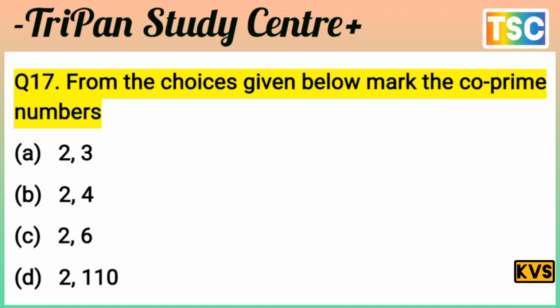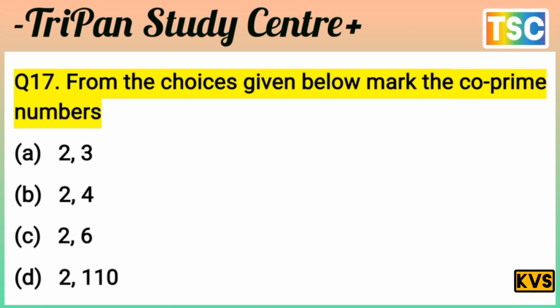You see that D, 2 and 110, are both divisible by 2. And C is also divisible by 2. And B is divisible by 2. It means D, C, B are rejected here. They are not co-prime numbers. But A, 2 and 3, are not both divisible by any common number other than 1. It means it is a co-prime pair. The concept is clear, the answer is clear also. The option A is correct here. 2 and 3 are the co-prime numbers.